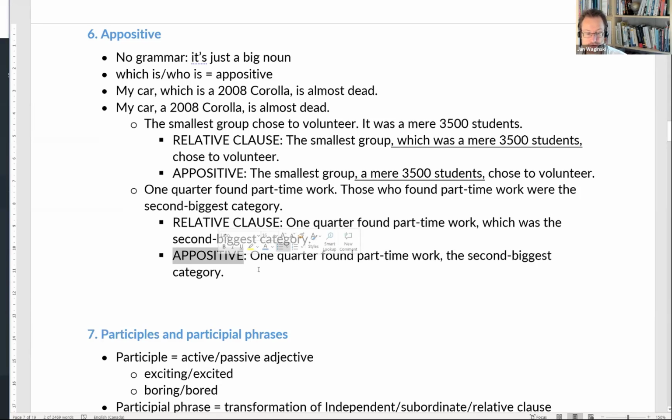The grammar's super simple. There's really no grammar. This is just a noun phrase. This is just a noun phrase. Right. And it just goes directly after the noun that it's the same as. Okay, so that covers appositives.